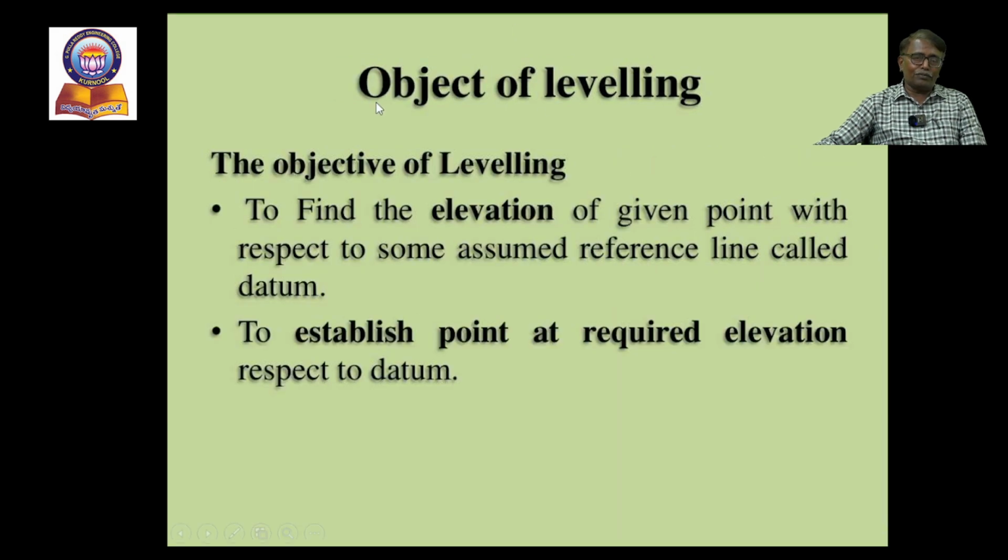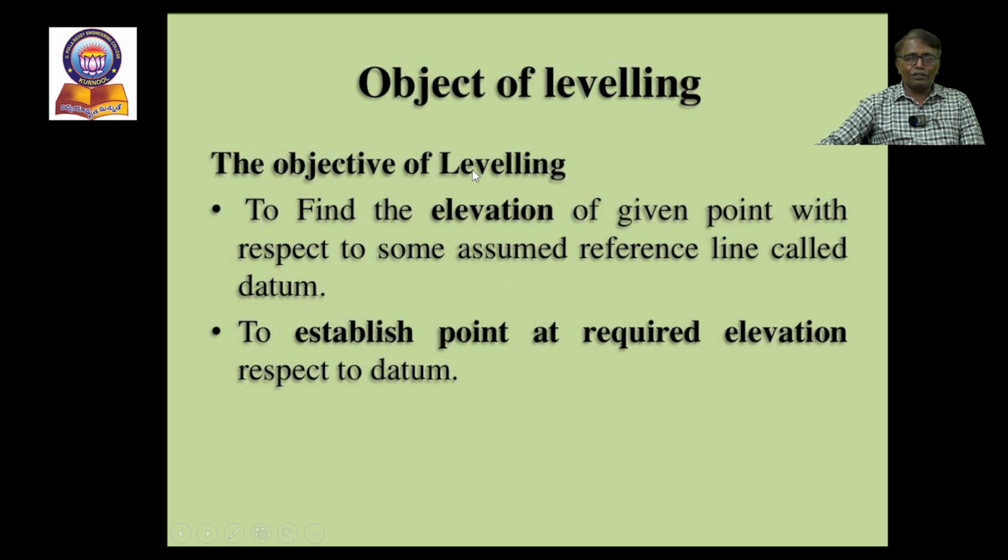The objectives of leveling are: the first objective is to find the elevation of a given point with respect to some assumed reference line called datum. So with reference to the datum, the elevation of the points are measured. This is the first objective of leveling. Generally, mean sea level is taken as the datum. With reference to mean sea level, the elevations of the points are measured on the ground surface.